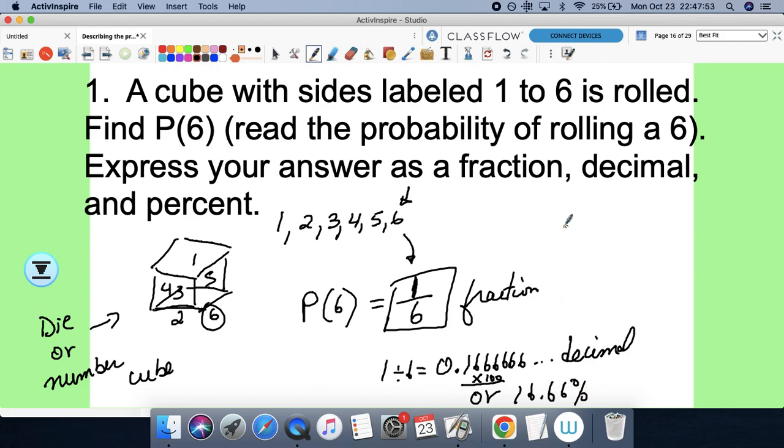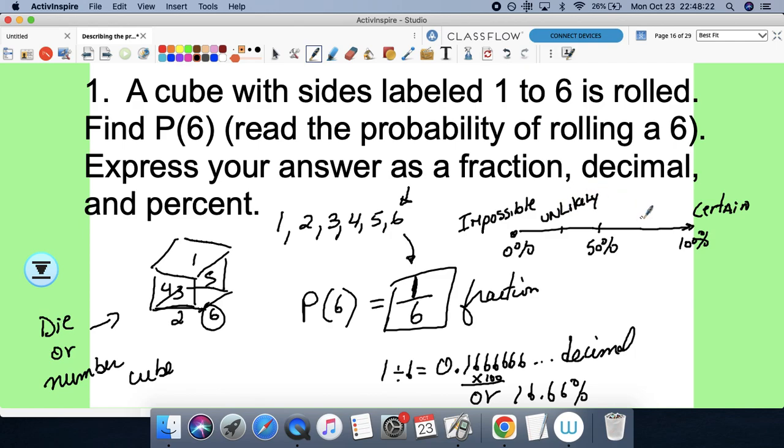If you remember from yesterday, here's 0%, this is 50%, this is 100%. This is impossible, right? 0% is something that's impossible to happen. This is certain, for sure, guaranteed to happen. This is unlikely, small chance of happening. This is likely, a good chance of happening. And the 50% is called as likely as not. So, in this case, 1 over 6, or getting a 6 on the die, is, and I'll highlight this, unlikely.